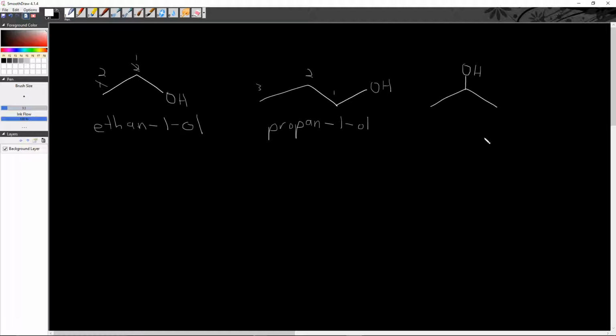This molecule here, the number of carbons is still 1, 2, 3, or 1, 2, 3, it doesn't really matter for this case. So this one would be propan. Once again, we need to figure out which carbon that hydroxyl group is on. In this case, it's on carbon 2, so propan-2-ol.